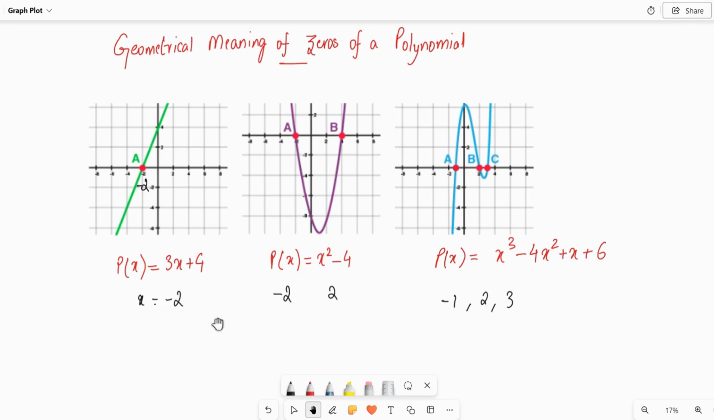We have covered how linear, quadratic, cubic polynomials look on a graph. We have explored the geometric meaning of zeros. Understanding this makes solving polynomials much easier.